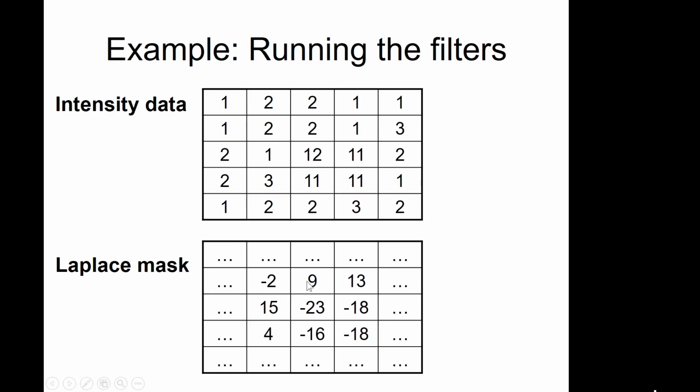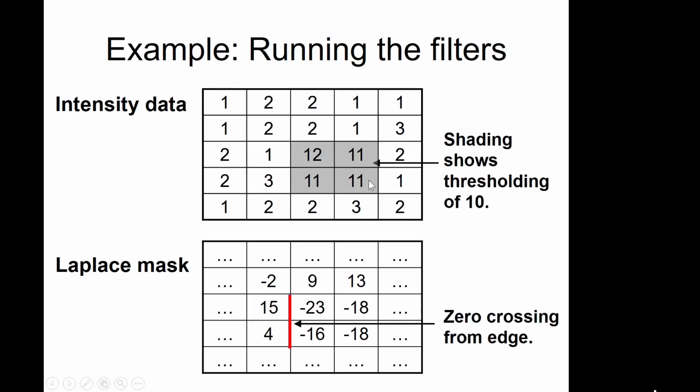And on the Laplace, we said the edge of an object is a change in sign, so it goes through a 0 crossing. So this was our object we identified by thresholding. When we run the Laplace filter, you can see the 0 crossing where the edge of our object is. You do get some occasional noise in the data, but the edges of objects should clearly show up with the 0 crossing.